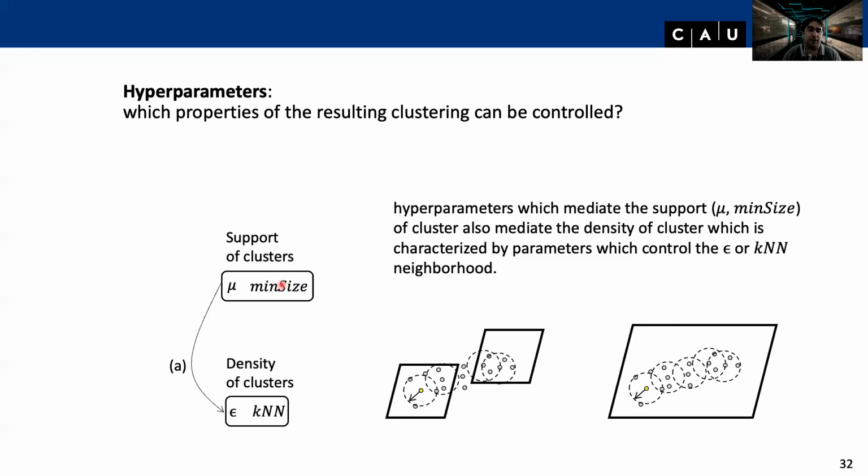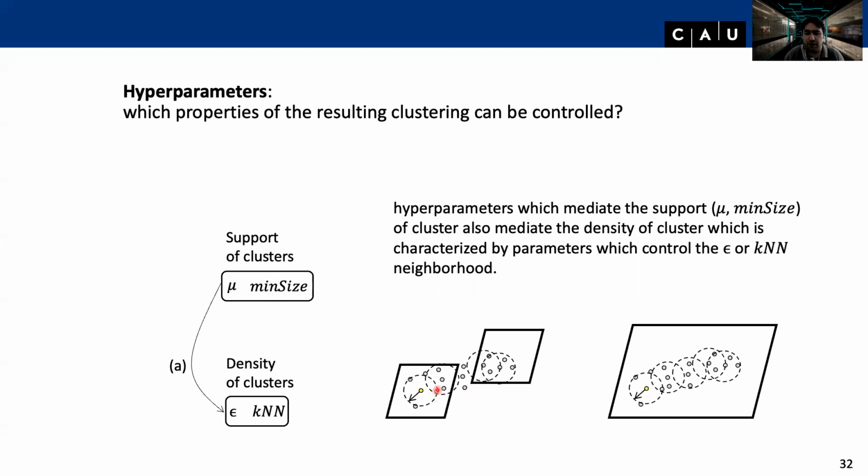These parameters are characterizing the support of a cluster. They also mediate the density of the cluster, which is characterized by parameters which control the epsilon range or the KNN neighborhood. So you have here epsilon or KNN; these are parameters which tell you how dense it is, how small or how large I wish to have the neighborhood.